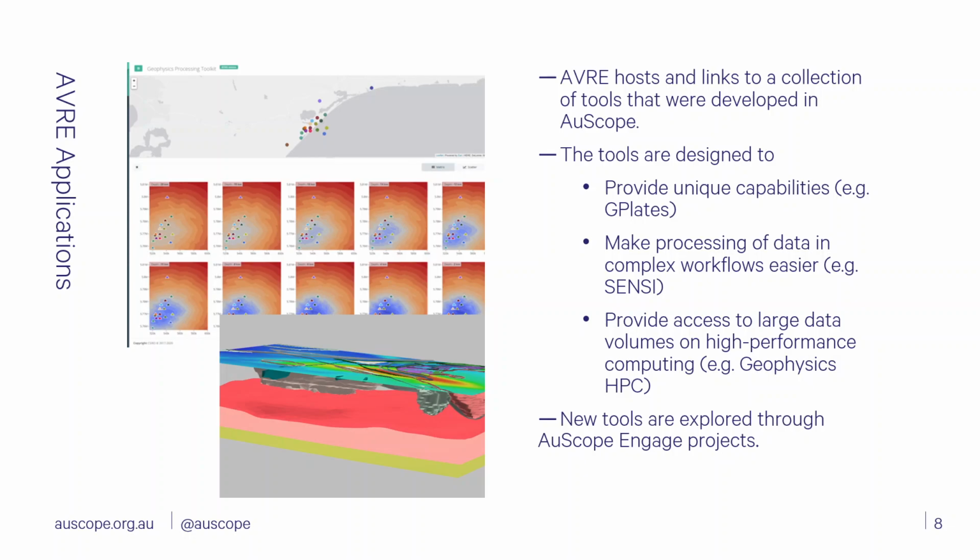AVRE hosts and links to a collection of tools that were developed in AuScope. The tools are designed to provide unique capabilities, for instance, the G-Plates Paleo GIS, make processing of data in complex workflows easier, like in the Sensi seismic network design tool, and provide access to large data volumes and high-performance computing, like geophysics high-performance computing. Through the AVRE Engage program, we offer to explore new tools that can then become part of the AuScope virtual research environment.